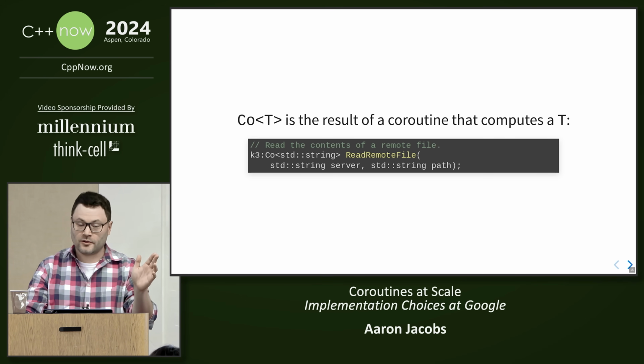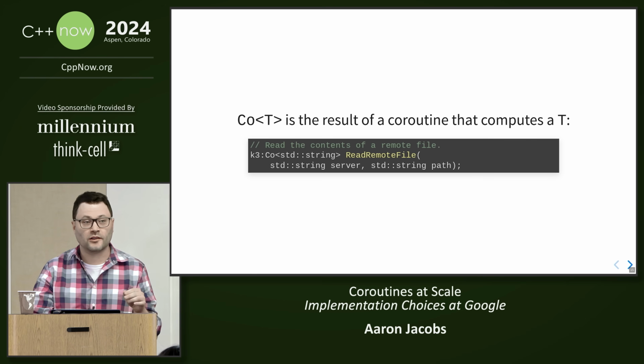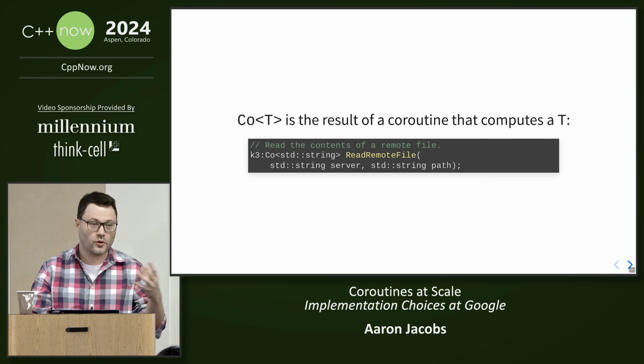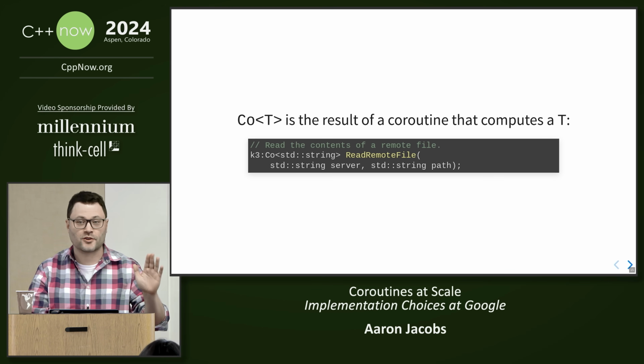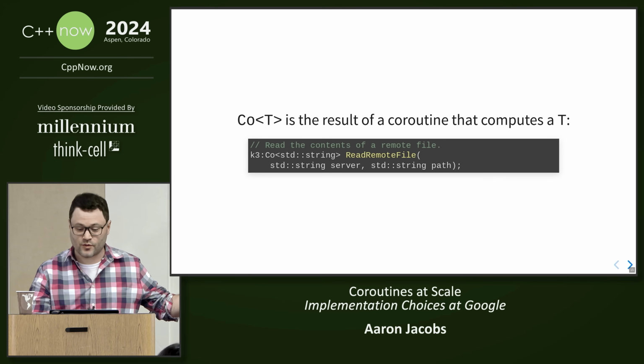The first type we need to learn is co<T>. A co<T> is the return type for a coroutine that logically produces a T. So co<int> produces an int, co<string> produces a string. It's purely a marker type. It tells us that this function is a coroutine. So for example, the function declared here is a coroutine that returns a string.